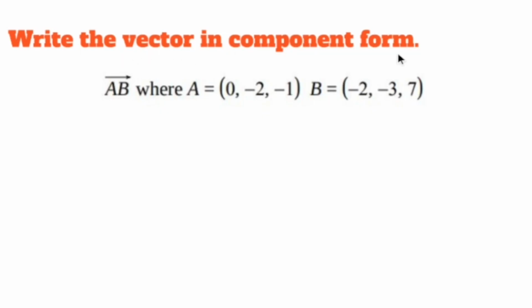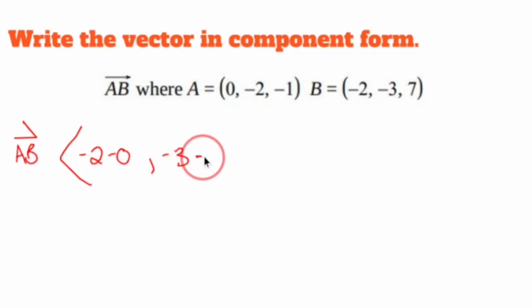Write the vector in component form. 3 dimensions. Ooh. Well, if it was 2 of these, it was simple. We just kind of, it started at A, it ended at B, negative 2 minus 0, negative 3 minus negative 2. Well, now we're adding 7 minus negative 1, so this is not going to change in the slightest. Okay, so component form is going to be negative 2 minus 0, negative 3 minus negative 2, and 7 minus negative 1.